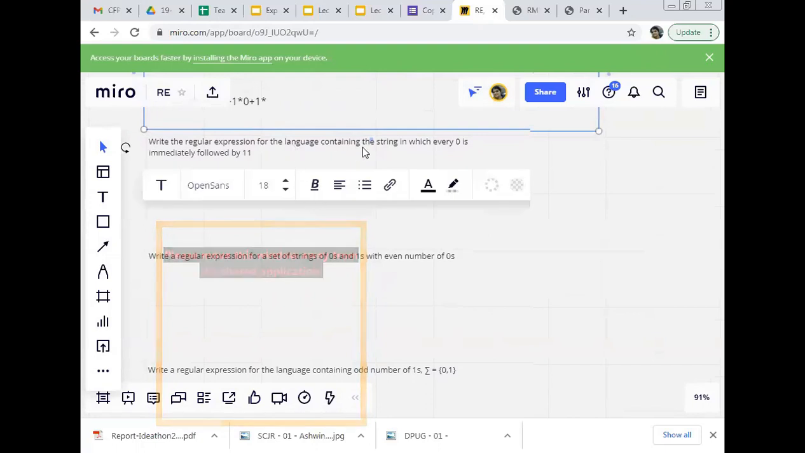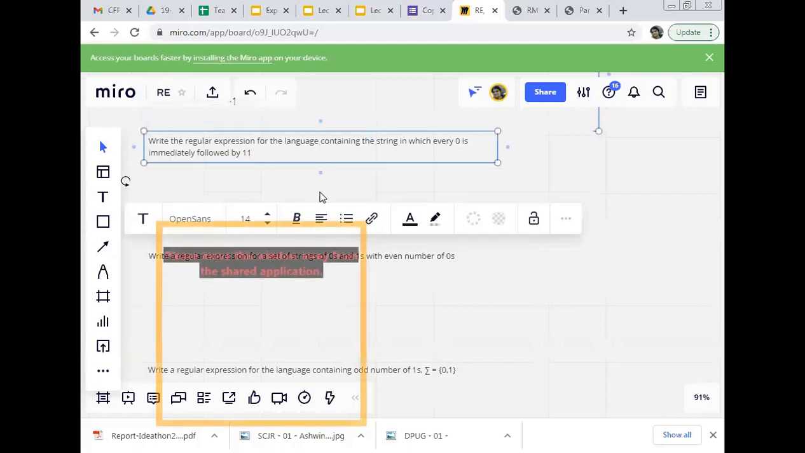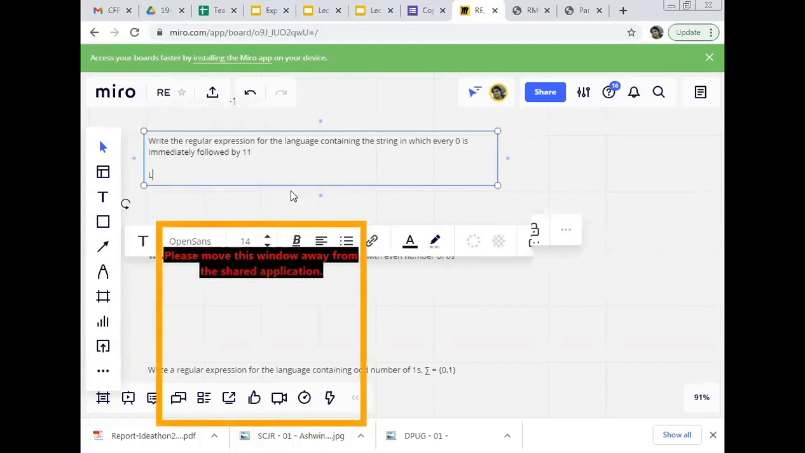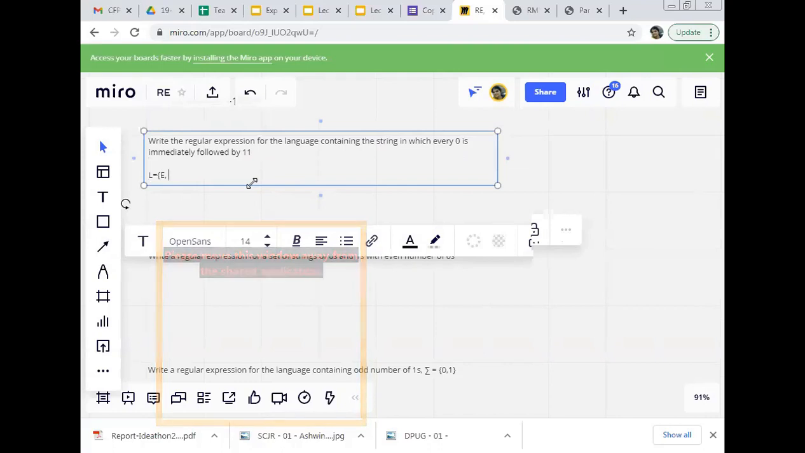Write a regular expression for the language containing the strings in which every zero is immediately followed by 11. Very simple. Tell me this. What is L? I can have epsilon, right? Because if there is a zero, it should have 11. What it says is, if you have a zero, it should be followed by 11. So I can have one single one, right? This is one length.